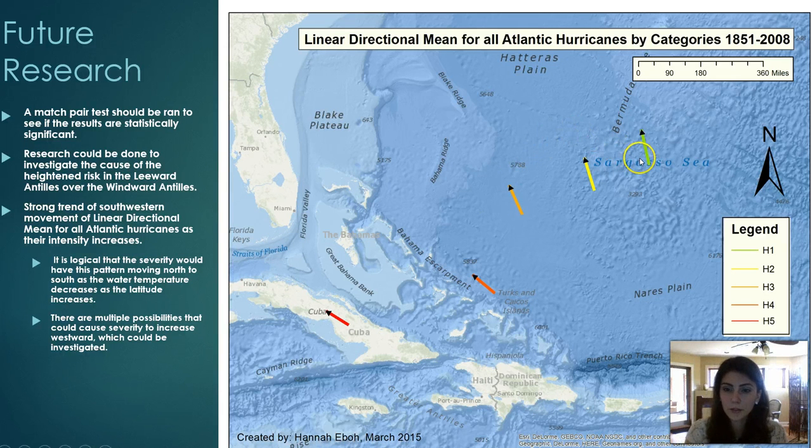However, I can think of several reasons which could potentially cause the severity to increase moving westward. So could it be, again, because there's shallower water in this region? Could it be because they had longer time to form before reaching there? Could it be that they formed more recently? So I'm interested in finding out why this is happening.